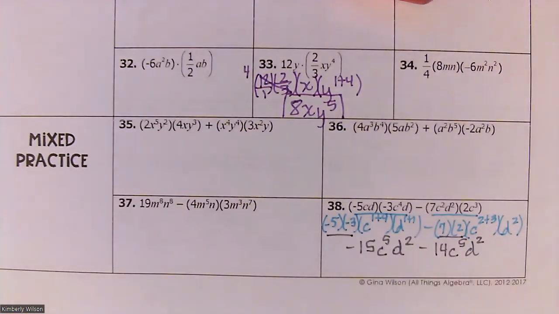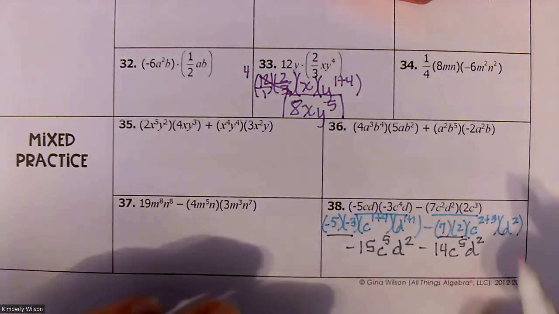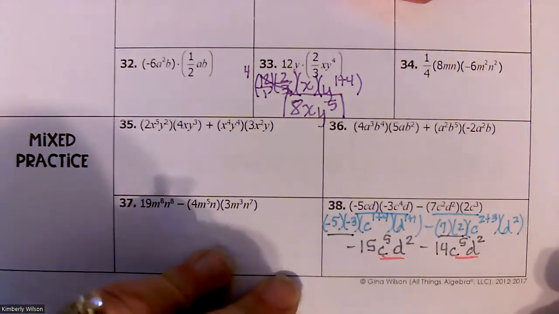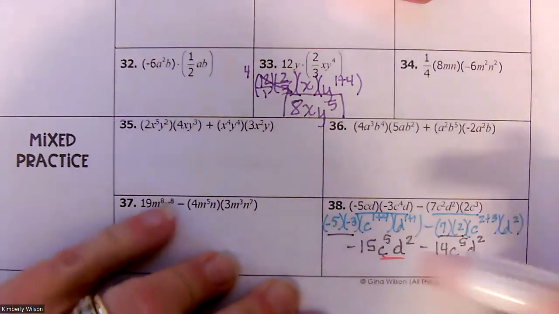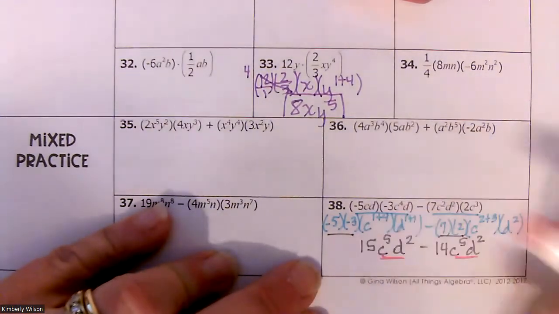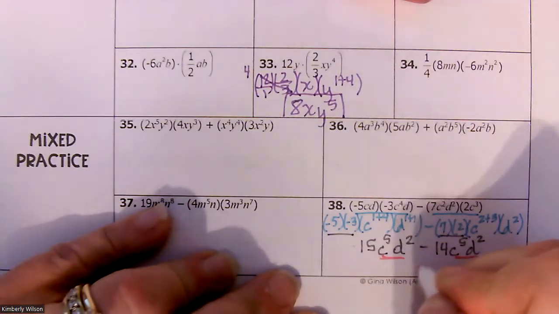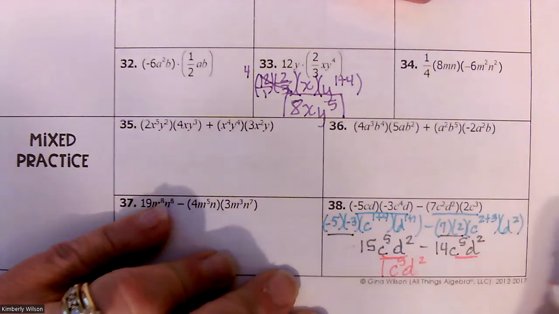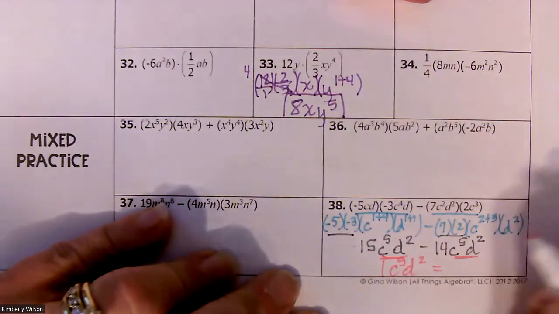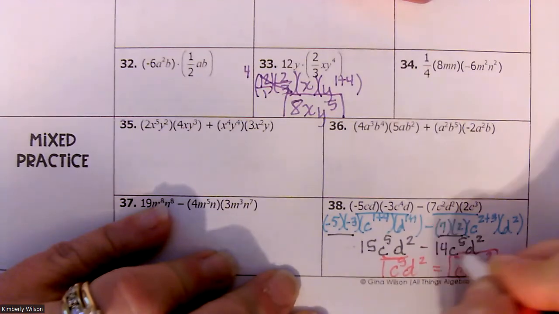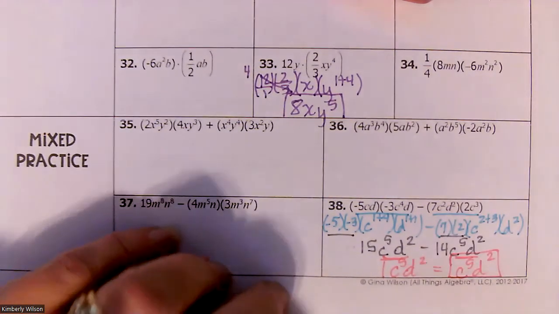And I should be noticing right now that I have a common variable scenario here. These are the same. So I'm going to have negative 15 minus 14. Oh, that's not a negative 15. That should be a positive. Pay attention to your integer signs, Miss Wilson. And we end up with 1C to the 5th D squared, which can be written, and you'll probably just see it written as C to the 5th D squared as the final answer. I would accept either one of those as the answer.